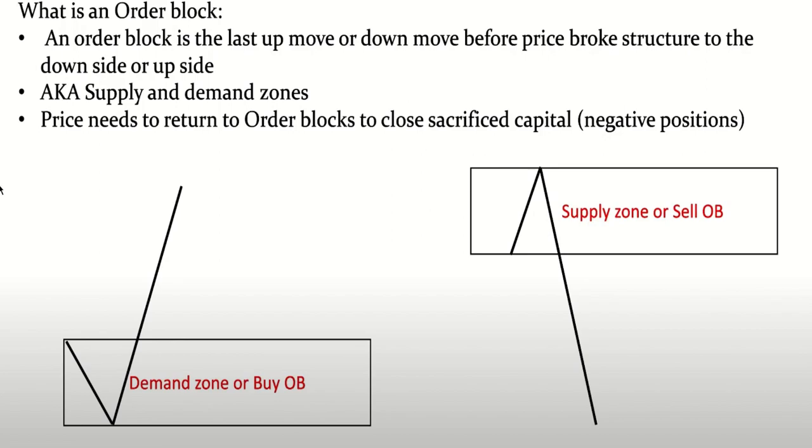So why is an order block so important? It's because it provides traders perfect entry opportunities to enter the market and make money, because eventually price needs to return to order blocks, right, to close what sacrificed capital. So it eventually needs to return to the order block. If you know an order block and how to identify them correctly, you'd be able to make so much more informed decisions in the market.